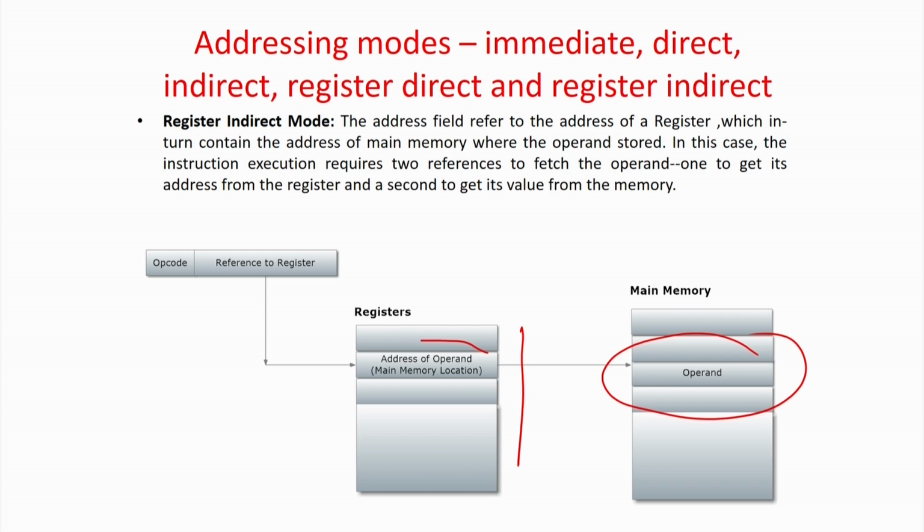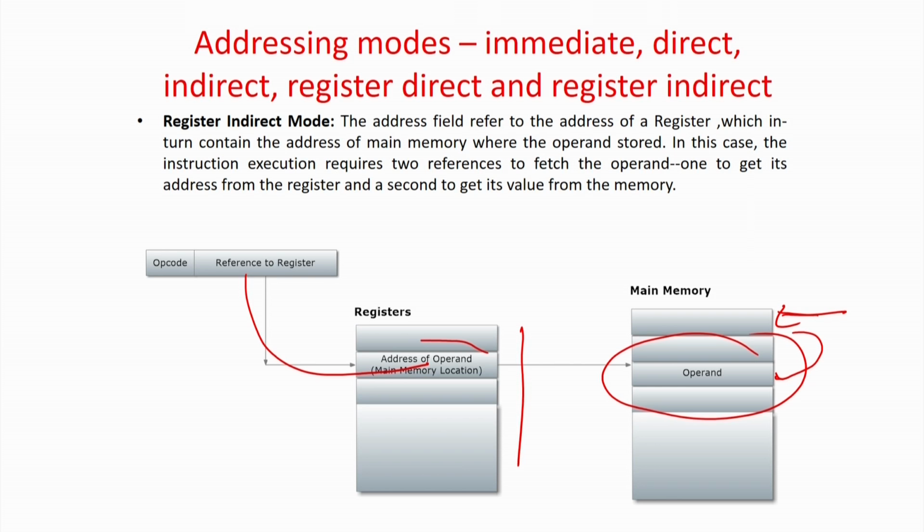General indirect addressing means you first refer to one memory location and from there you are redirected to another, so you require two main memory accesses. But in the case of register indirect, you first refer to a register and then you refer to a memory location. So this is one register access and one main memory access. This is a faster way of getting the operand, because register accesses are faster compared to memory accesses.